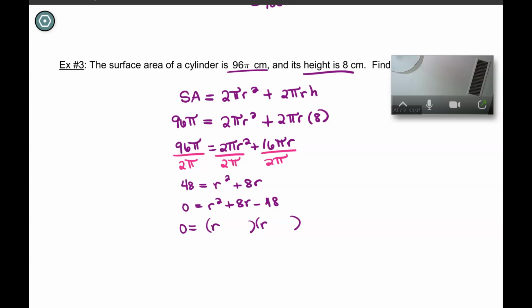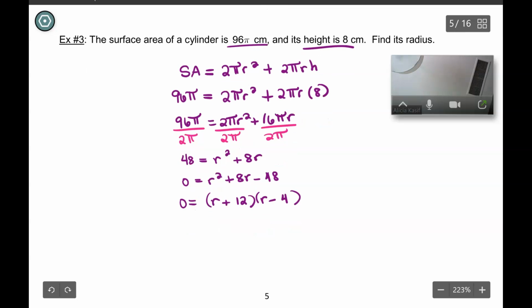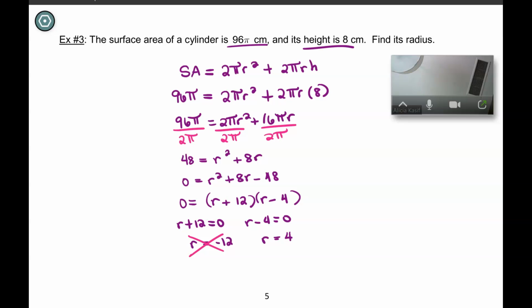So if I have 48, I'm thinking of two numbers that multiply together to give us negative 48, and when you combine them, you get positive 8. So that's going to be a plus 12 and a minus 4, which means when I set each one of these equal to 0, here I get r is negative 12, here I get r is equal to positive 4. Obviously, a radius can't be a negative measure, so we're going to cross that one out, and that means the radius is going to have to be 4, and that'll be 4 centimeters.